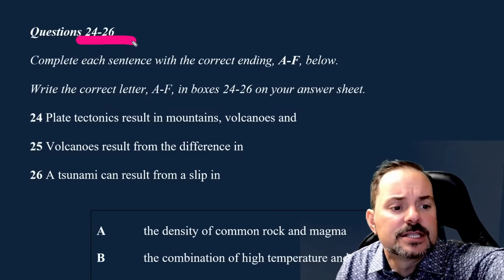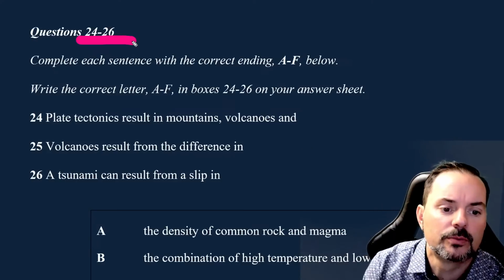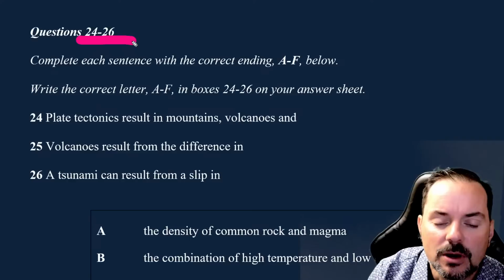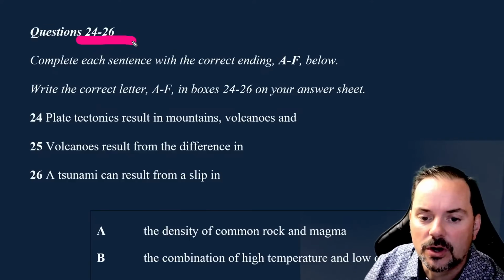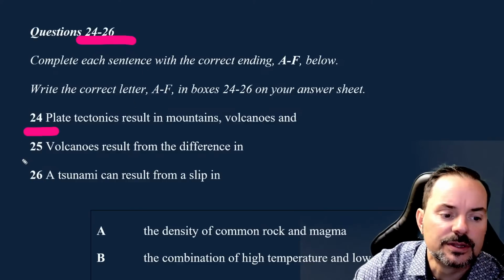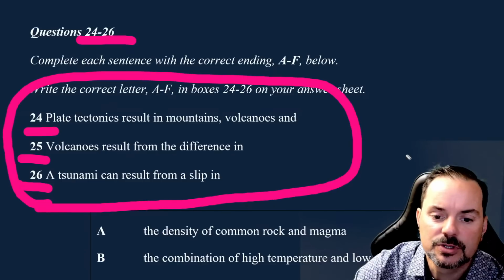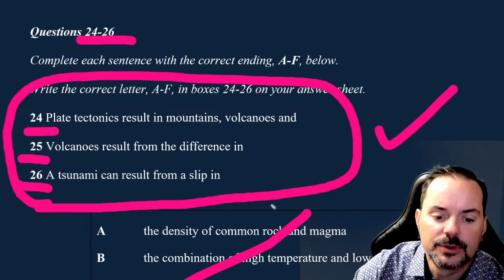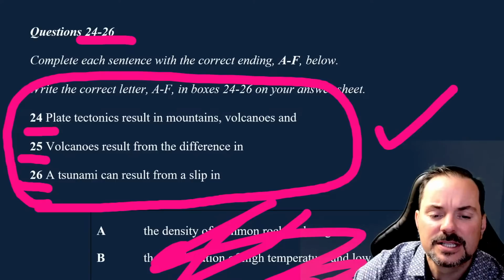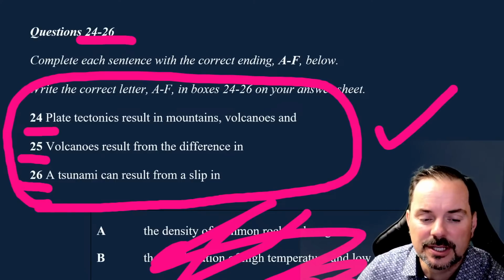24 to 26. Complete each sentence with the correct ending A to F below. Write the correct letter A to F in boxes 24 to 26 on your answer sheet. Here, the trick is just to read the questions. This is all in the passage, so that's good. The responses, don't read those, because that's confusing. There's a lot of wrong information there.